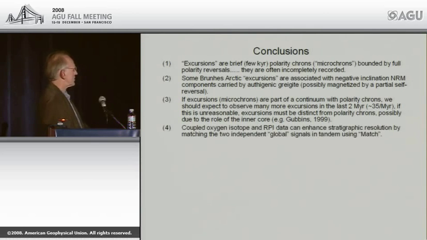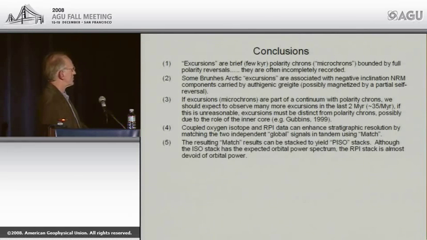Coupled oxygen isotope and paleointensity records can enhance stratigraphic resolution by matching two independent global signals in tandem using this match routine. The resulting match results can be stacked to yield what we call piezo stacks. Although the isotope stack has the expected orbital power spectrum, the RPI stack is almost devoid of orbital power.